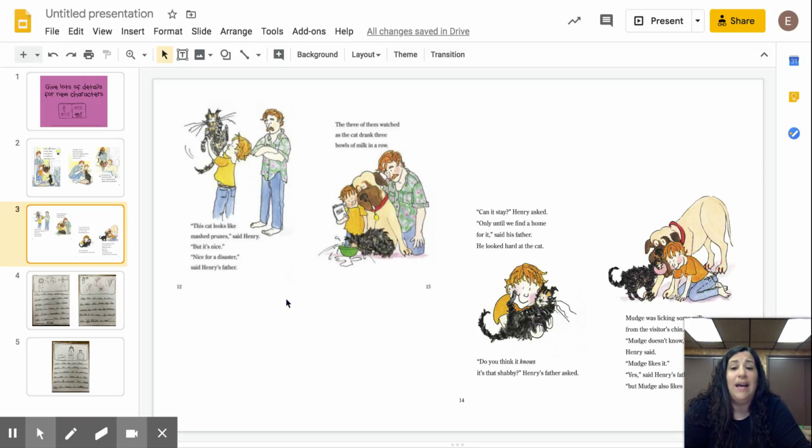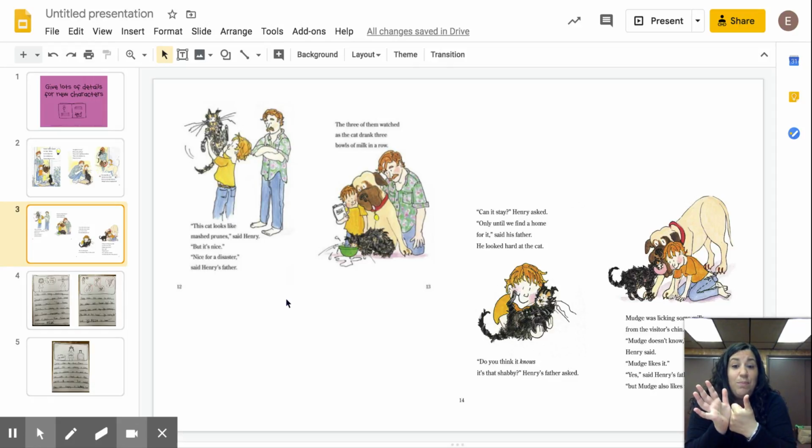And by Henry and his father having this conversation, and Mudge, and them bringing it in the house, we're learning that it must have been a stray. It was not well taken care of. It's dirty. They said it looked like mashed prunes. His fur is all in knots. He was super, super hungry. He had 3 bowls of milk.